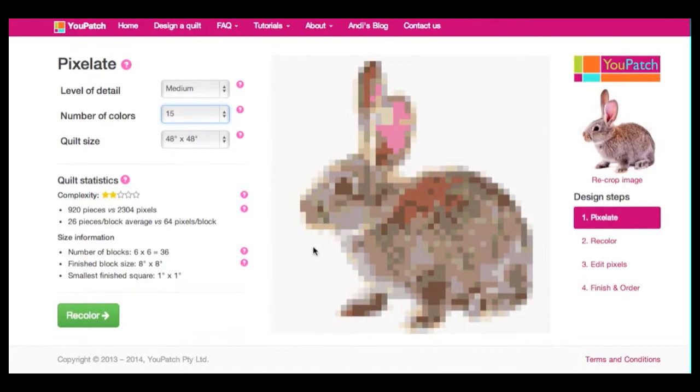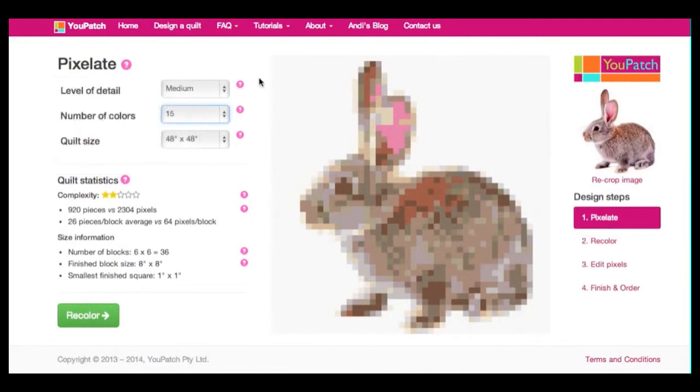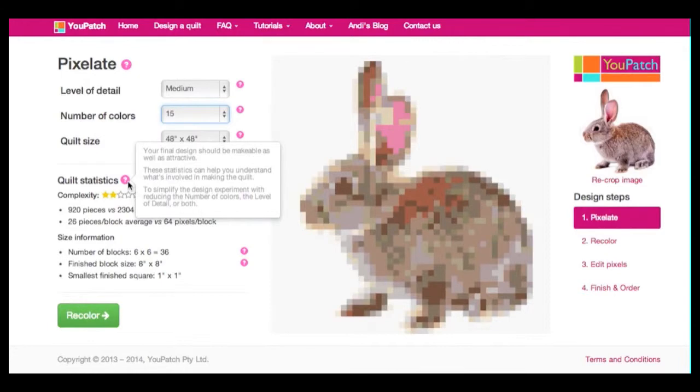This time it's all about the Pixelate page, which is a really fun page where you get to play with different looks and styles and start working on your quilt design. Now the first thing to notice about this page is that it is full of these little pink question marks where you get to find out lots of useful bits of information about how to use this page and what all the different bits mean. So please make the most of them, they're really helpful.